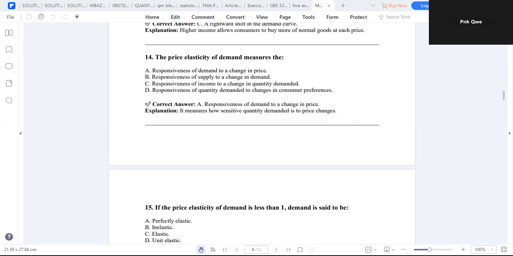So I was saying that in elasticity of demand, the formula is given. What is the formula for elasticity of demand?